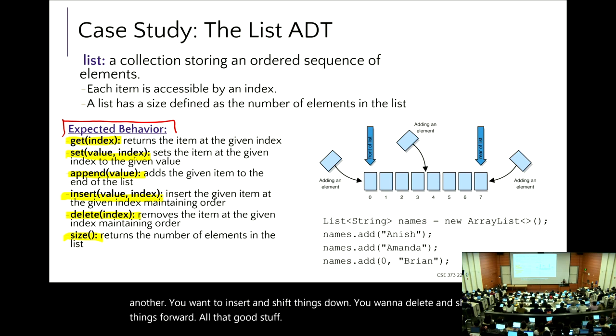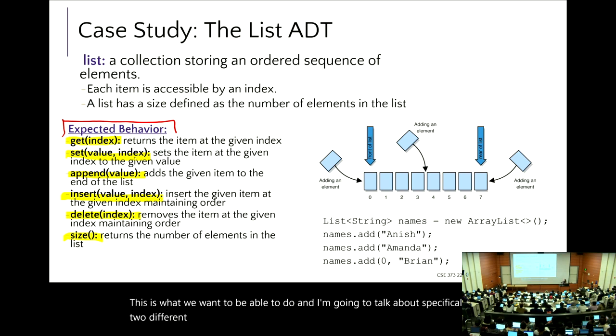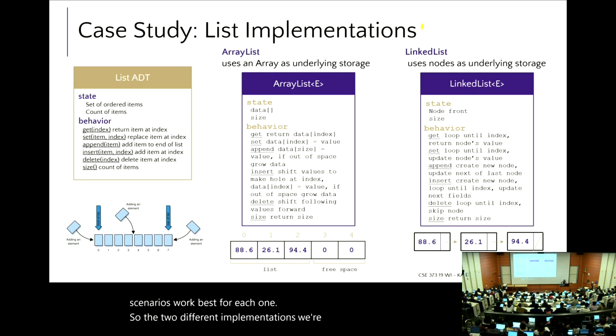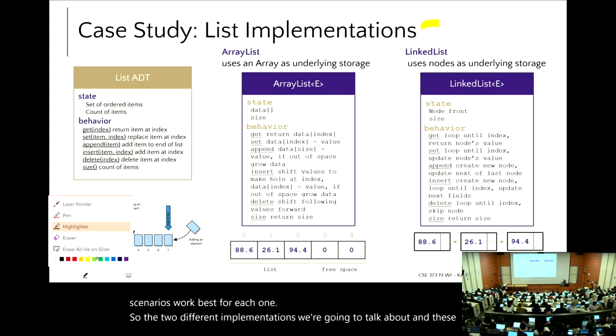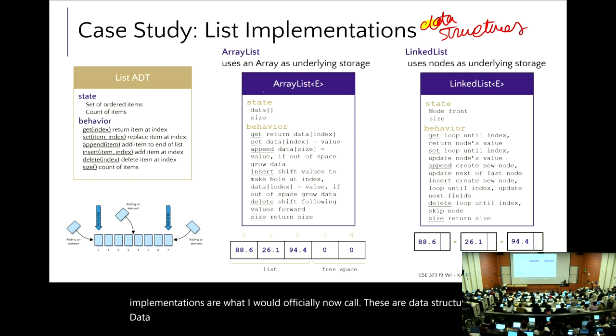This is what we want to be able to do, and I'm going to talk about specifically 2 different data structure implementations, and then we're going to talk about which scenarios work best for each one. So the 2 different implementations we're going to talk about, and these implementations are what I would officially now call data structures. So the first one, chances are you're familiar, is something called an array list.